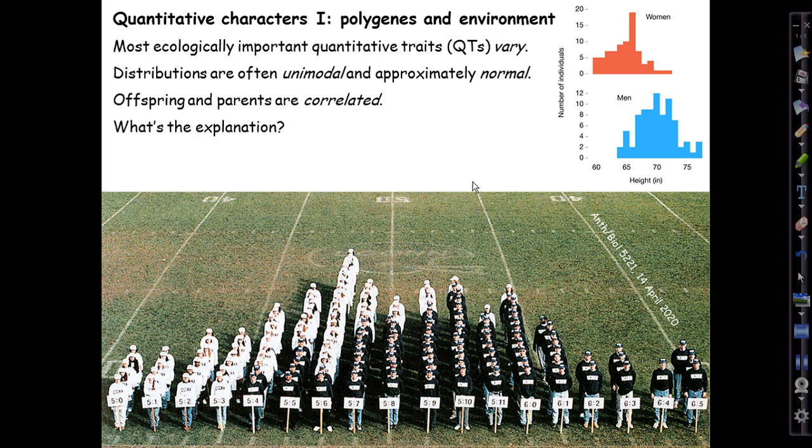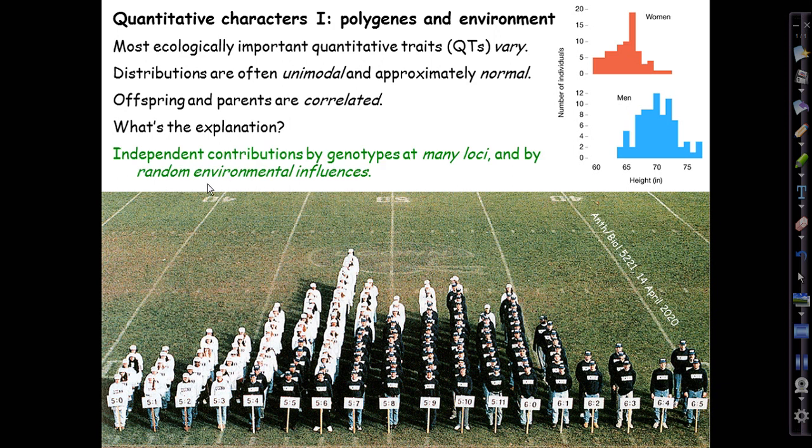So what's the explanation? It is, as I said a moment ago, independent contributions by genotypes at many loci, that is all throughout the genome, typically, and by random environmental influences. And those are the elements of the theory of quantitative trait variation and evolution that we're about to develop.